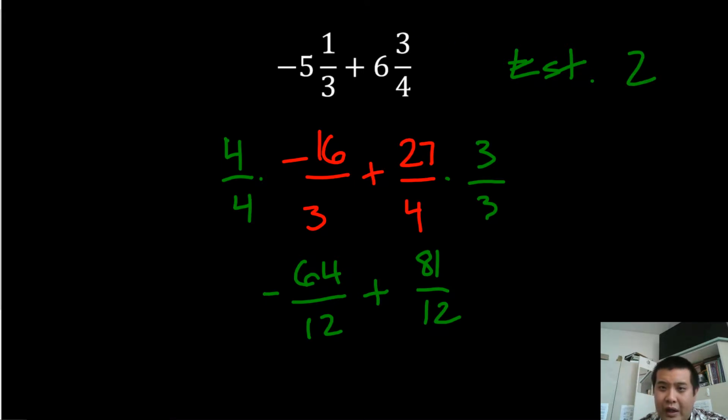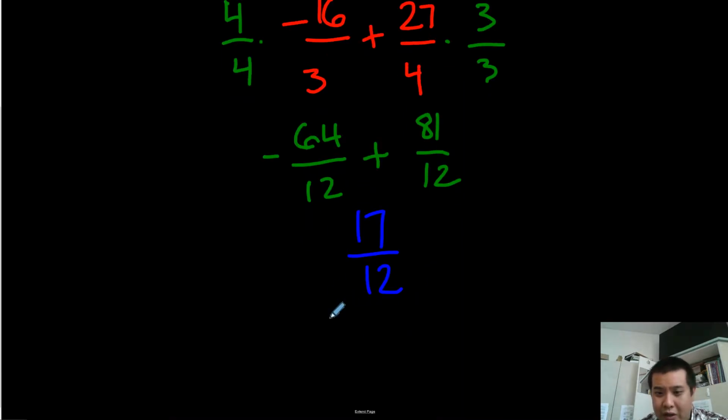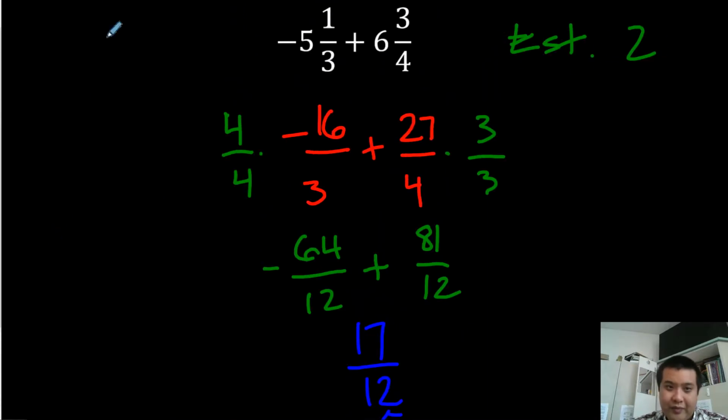Okay. Then, going back down here, we need to add these. And when we do, negative 64 plus 81, we're going to have a positive number. And when we do that, we get 17 over 12, which gets us our final answer once we convert it into a mixed number, 1 5/12. And again, pretty close to our estimate.